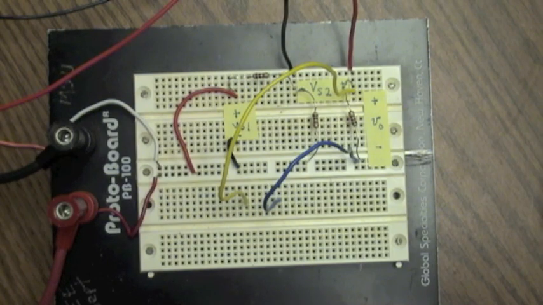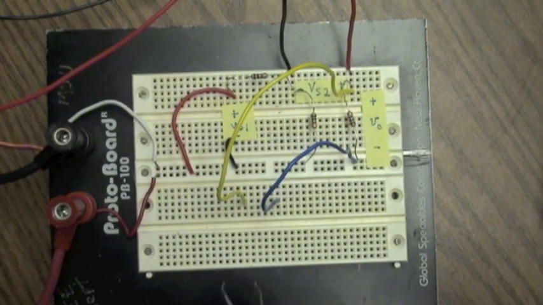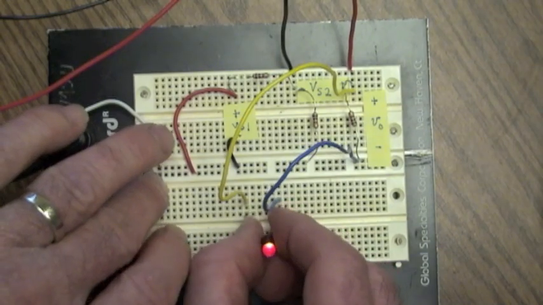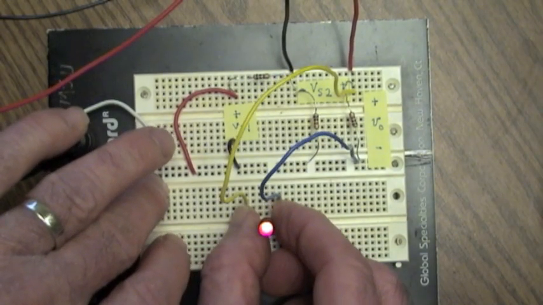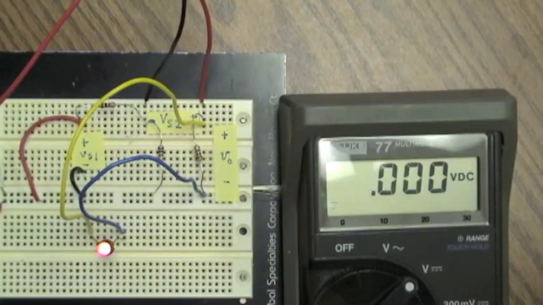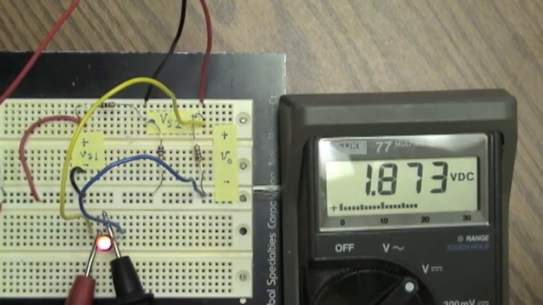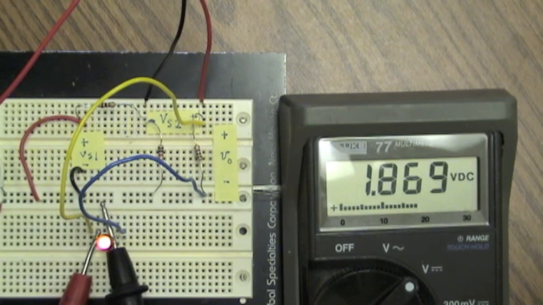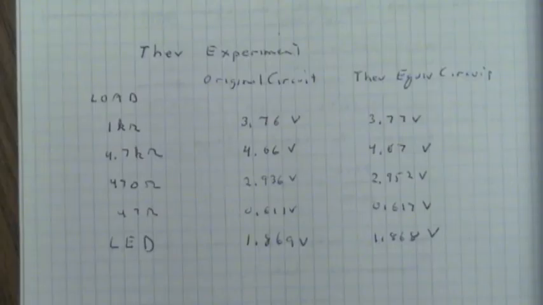Here's the original two-power supply circuit. Let's put in the LED. And again, it lights up. Let's measure the voltage across it. And the voltage is 1.869 volts. Here, by the way, is the data as recorded in the lab book.